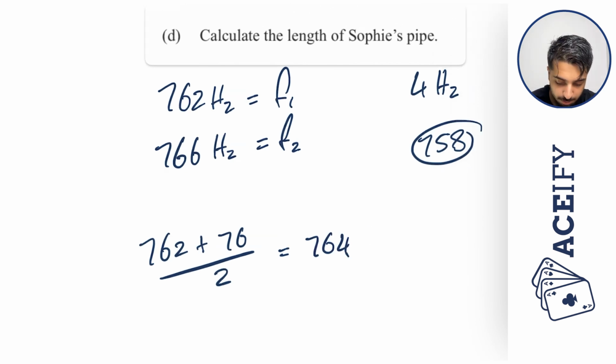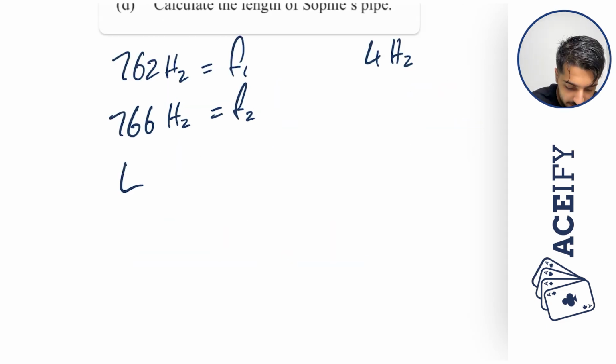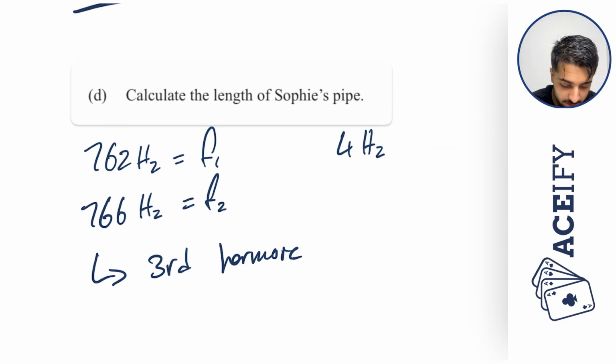Right, it would be impossible to replace this with 758 and then get a higher frequency than this. That makes no sense. Right, we know that this is the third harmonic, because it's given up here.